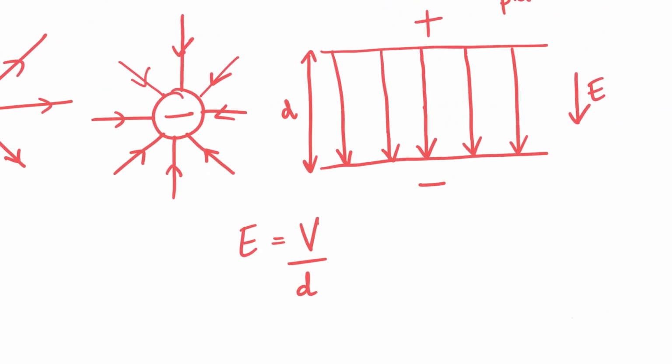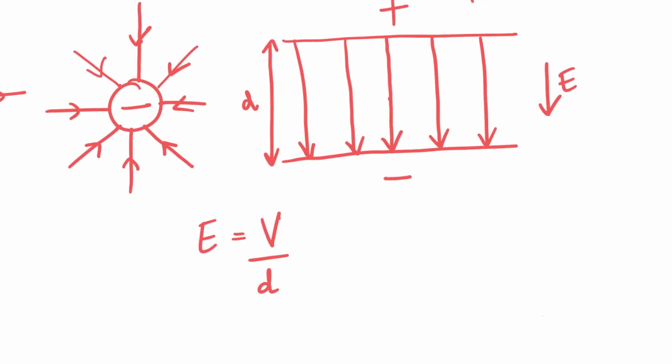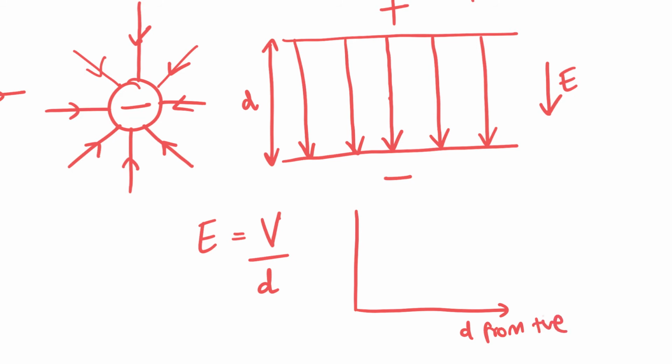When we have the field set up like this, what we find is that the further away we are from that positive plate, the less the potential difference is. So if we were to actually plot that onto a graph where we have the distance from the positive plate on the x-axis, and we were to plot how the potential difference changes, then we actually find that we end up with a negative straight line.